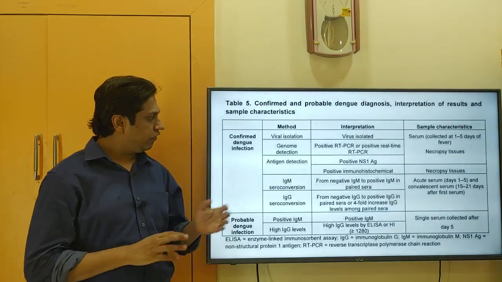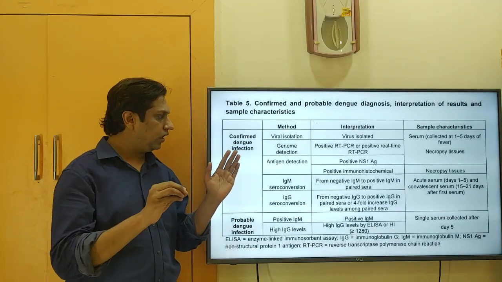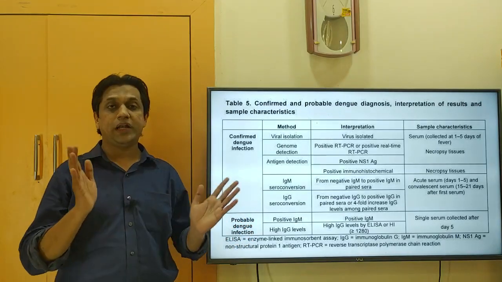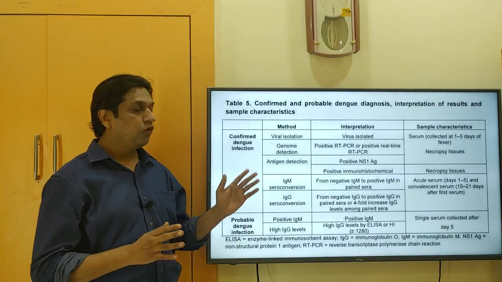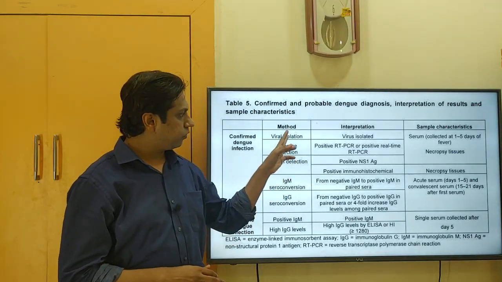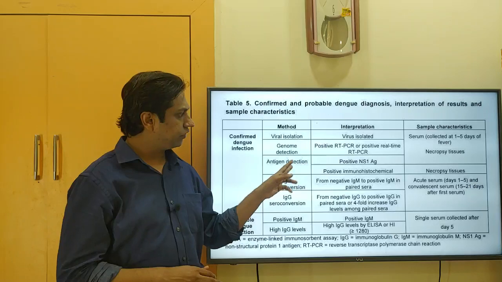Now, how to confirm whether a particular patient is definitely, 100%, suffering from dengue virus infection? So we have tests to confirm the diagnosis, that is the confirmed dengue infection, and tests which indicate probable dengue infection. So let's see which tests will confirm the dengue infection, as we discuss the specific tests: the direct virus isolation, genome detection, antigen detection.